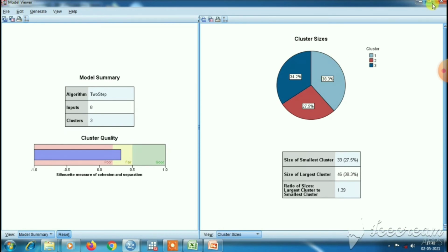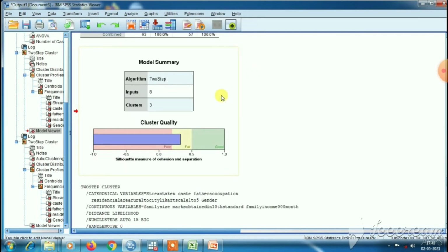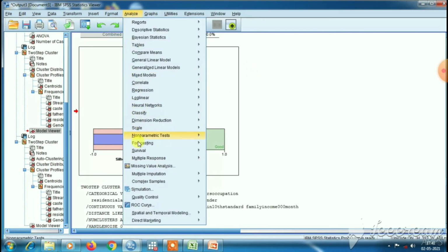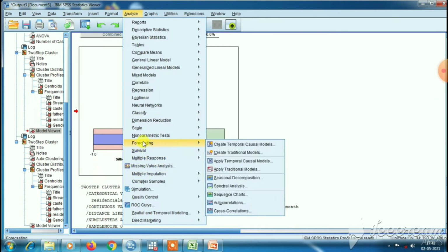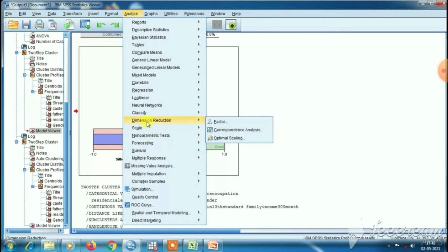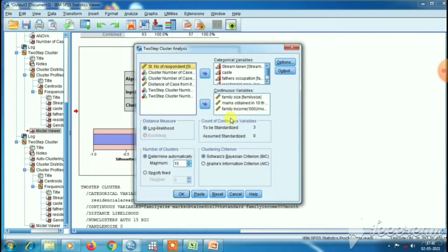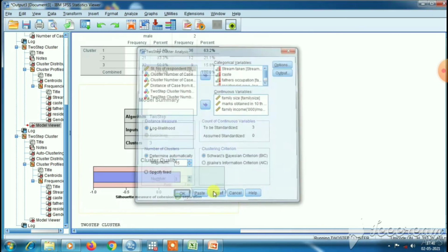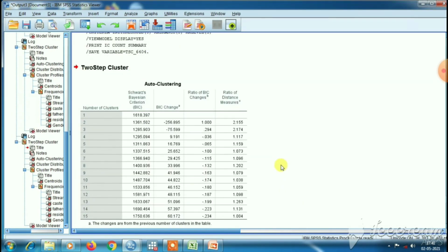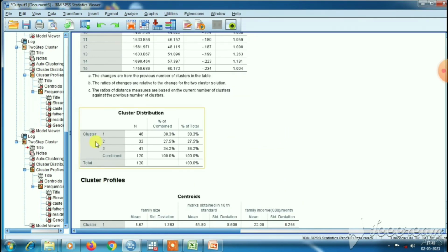Now we are coming to this point, how the software can automatically generate the number of clusters, because earlier we had given 3 as a fixed number of clusters. Now we are going to 2-step. Click here, 2-step. Okay, so instead of giving a specified fixed number, we choose to determine automatically the maximum number of clusters. Click OK. What are we getting? We are getting the auto clustering. Again we are getting 3 clusters here. The results are more or less the same.